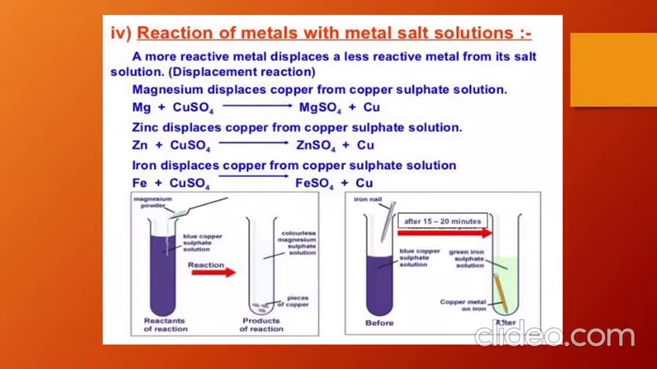Now what will happen? As copper is more reactive than silver, it will displace silver from silver nitrate solution. So there will be formation of copper nitrate, Cu(NO3)2, plus silver. And copper nitrate has a blue colored solution. So this shows again that copper is more reactive than silver.